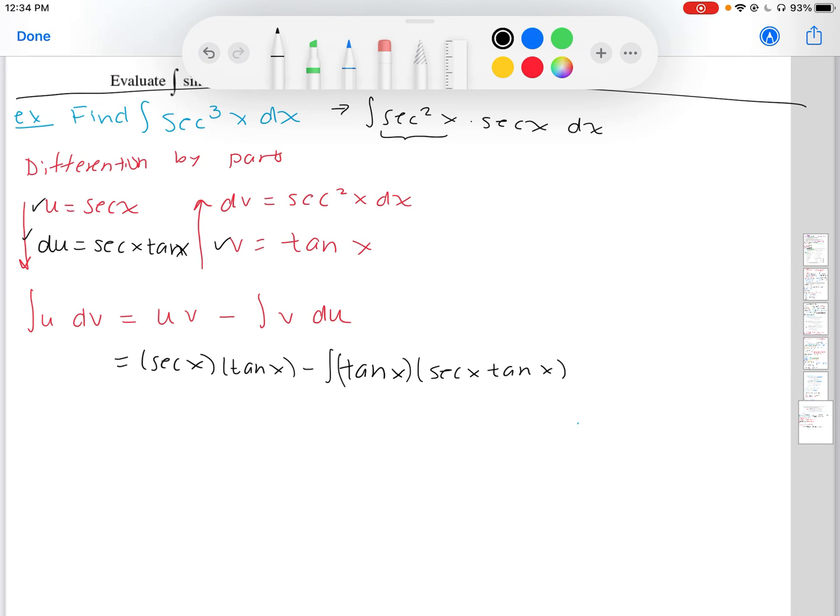Okay. Now, we see here that we have tangent times tangent. Let's write it as tangent squared. So that we have secant of x times tangent of x minus the integral of tangent squared of x times secant of x. What is tangent squared? Our Pythagorean identity, that's negative 1 plus secant squared, or secant squared minus 1. Let's make that change.